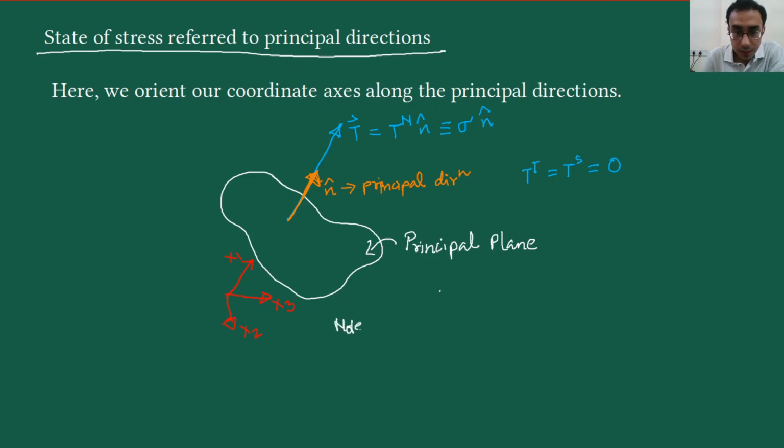So we can write it down here. Note the x2 x3 plane, the way that we have drawn here, will be parallel to the principal plane.